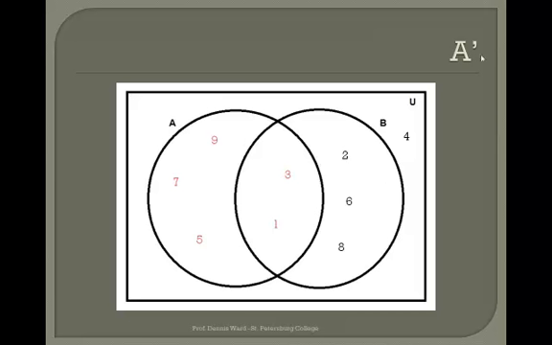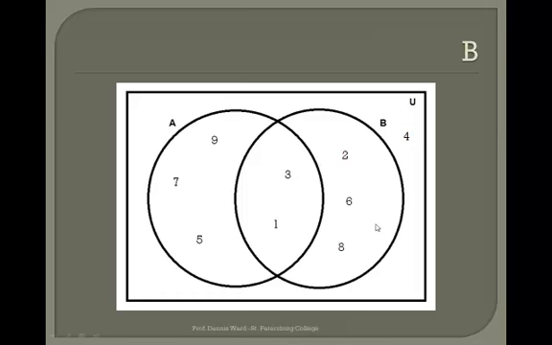Now I'm going to apply the complement to that. And that just says, all right, well, not these items. So instead of having 1, 3, 9, 7, and 5, I'm going to take all the other ones, 2, 6, 8, and 4. These are not A.